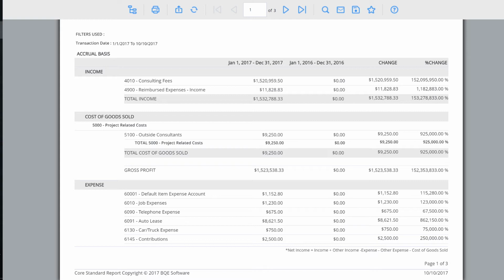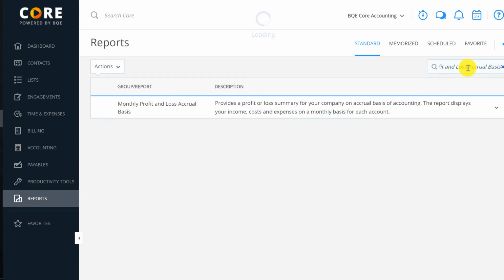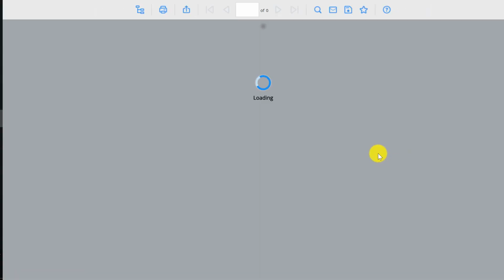So the next report is going to be the monthly profit and loss accrual basis. Now here, instead of comparing this year to last year, we're really comparing month over month, right? And we're looking to analyze trends, and we're looking again for anomalies, and we're looking again to explain them.